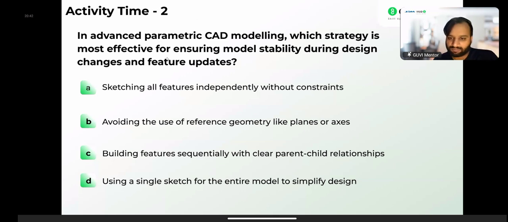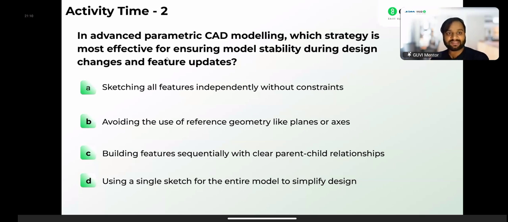C. Okay, C. C. C. Okay, D. Someone has answered D. Okay. C, C, C. So most of you are active, I guess. Someone has answered B.